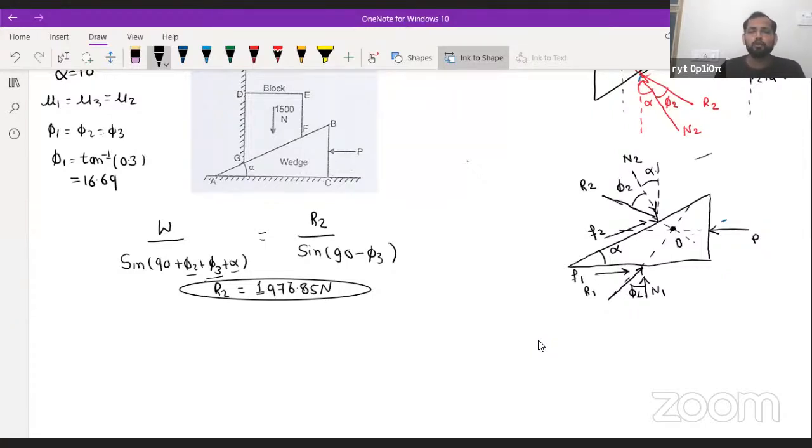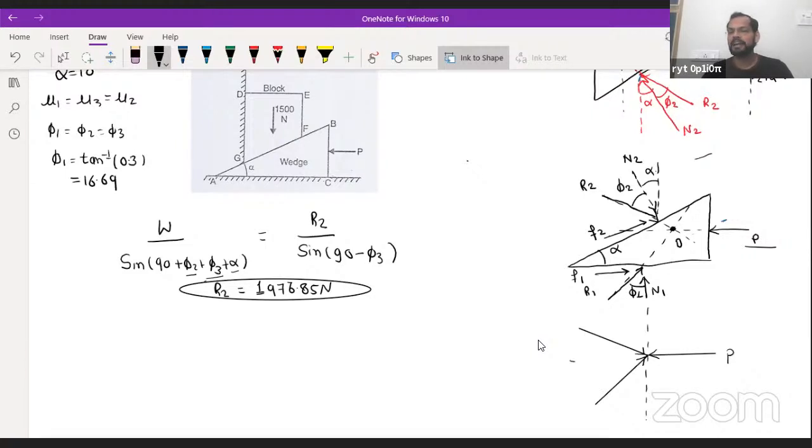Right now we have the value of R2. That means we can also do the analysis on this block also. If we can do the analysis, that means we can get the value of P. So just apply Lami's theorem here. How can you apply it? Just draw the free body diagram of the block. Force P is acting like this, and R2 is acting like this. R1 is acting like this. Fine. This is the horizontal line.